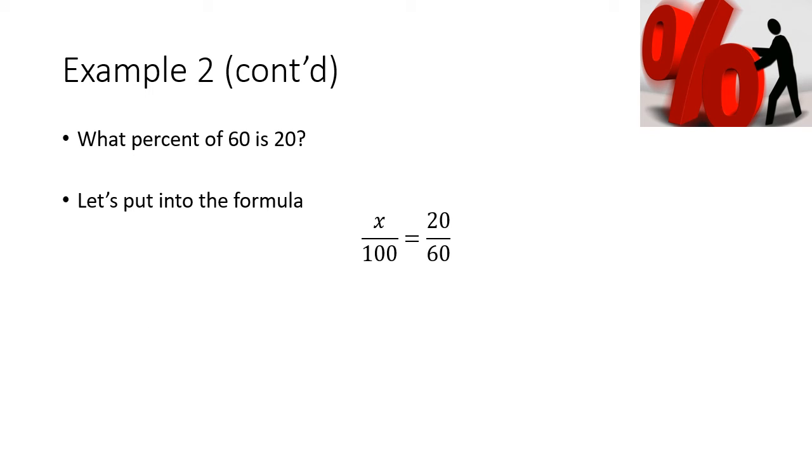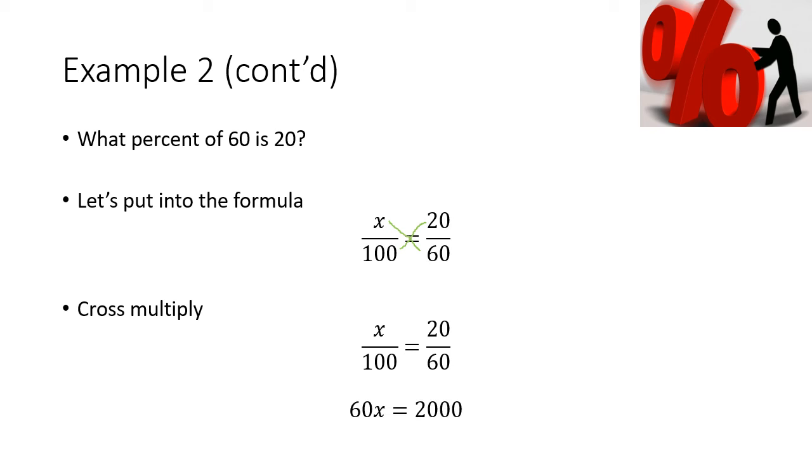Now, all we have to do is fill it into our formula. So we put it into the formula. x, which is the part for the percent that we don't know. 100 is the whole of the percent. 20 is the part of the number, the term. And 60 is the whole of the term. Okay, and then again, we cross multiply here. So 60 times x is 60x. 100 times 20 is 2,000. So it'll be 60x equals 2,000.